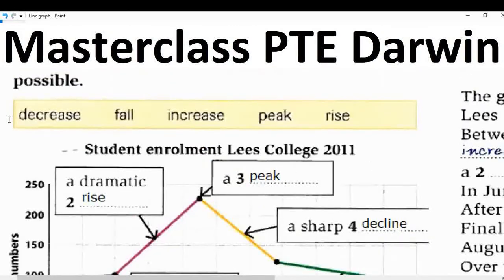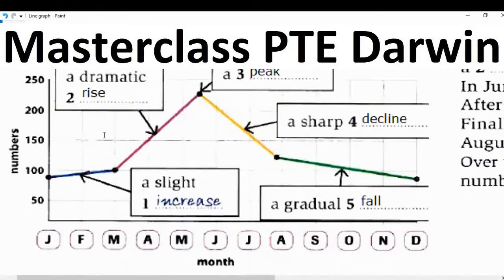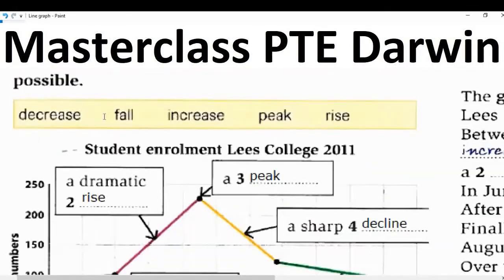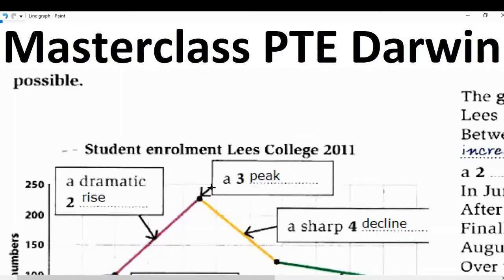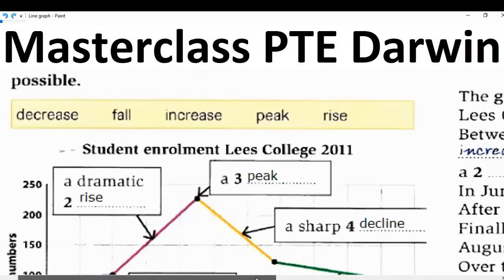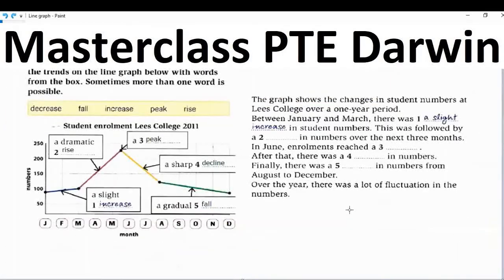They have also given some helpful words here, because this is an exercise. In the real exam, you will not have these words or these helpful hints either. You have to come up with your own ideas. Because we are doing an exercise today, we are taking help. Now we'll try to write the graph description.